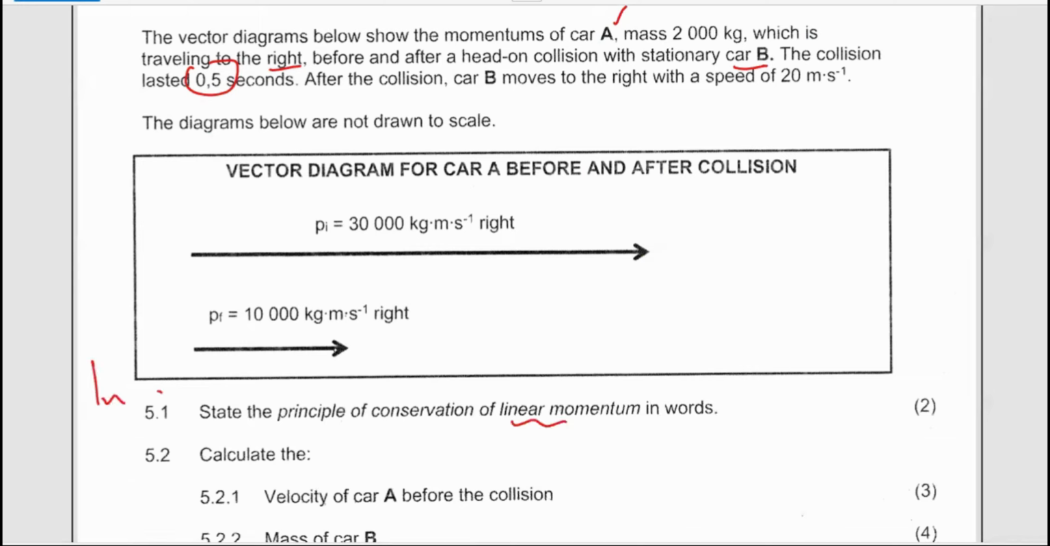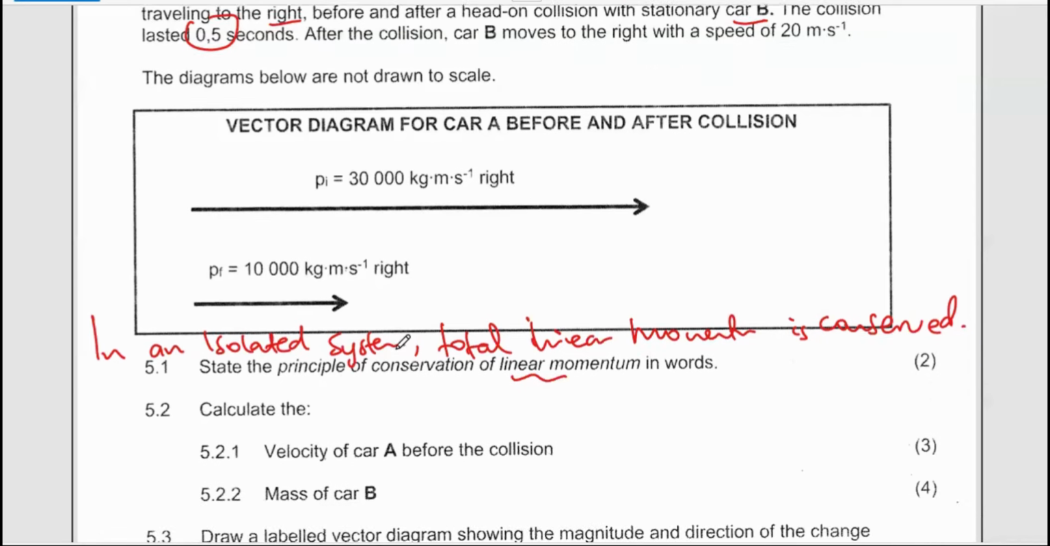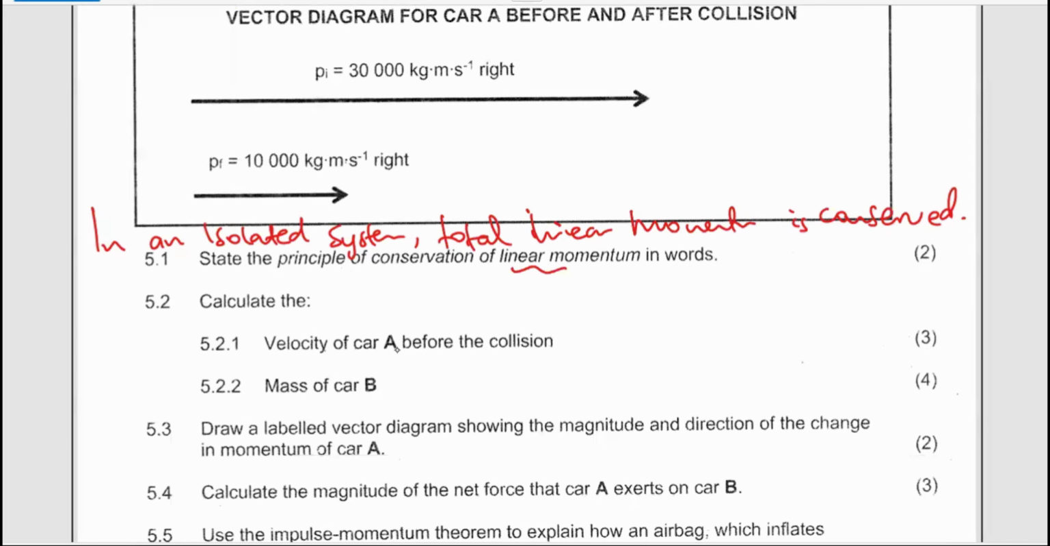So we know that in an isolated system, the total linear momentum is conserved or remains constant. In an isolated system, the total linear momentum remains constant or remains the same. 5.2.1, they want us to calculate the velocity of car A before the collision.